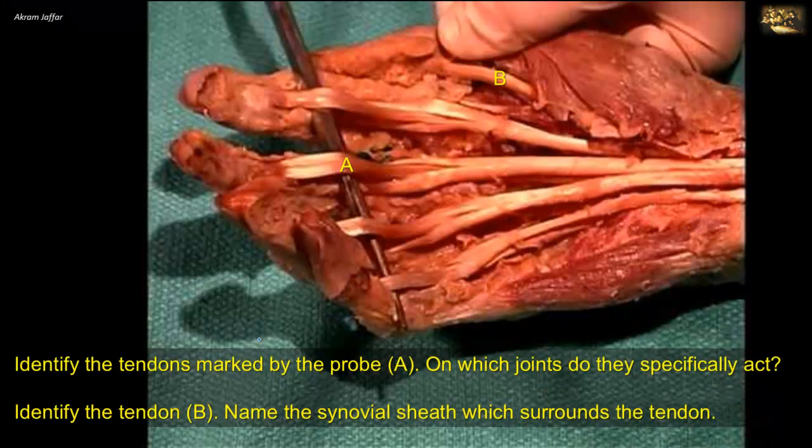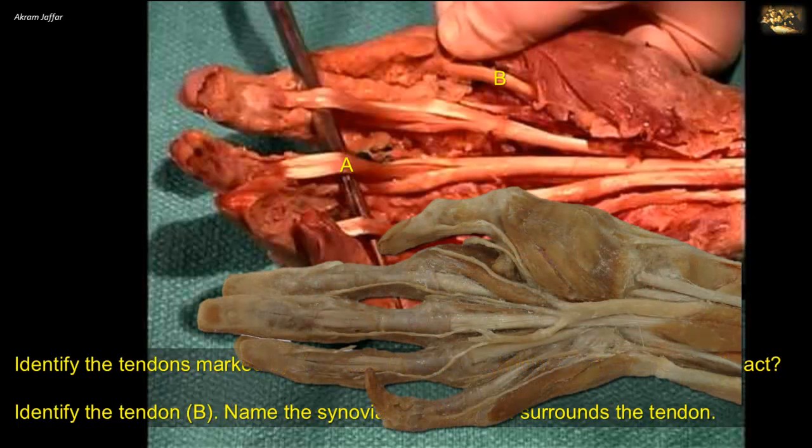Identify the tendons marked by the probe A. On which joints do they specifically act? And also identify the tendon B. Name the synovial sheath which surrounds the tendon. This is a deep dissection of the palm, where the fibrous flexor sheaths have been removed. Each fibrous flexor sheath extends from the metacarpal head to the distal phalanges.